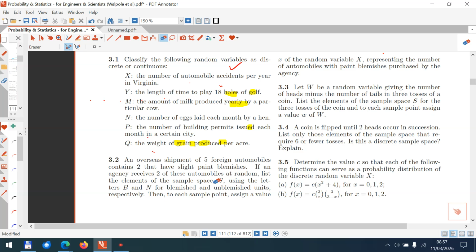I mean, we won't be solving everything, but I just want you to try these things. For example, if you look at 3.5, he's asking you to determine the value of C so that each of the following functions can serve as a probability distribution of a discrete random variable. Discrete random variable, which means PMF. You are not asked for checking, you are asked to compute C to make this a PMF. So what will you do?